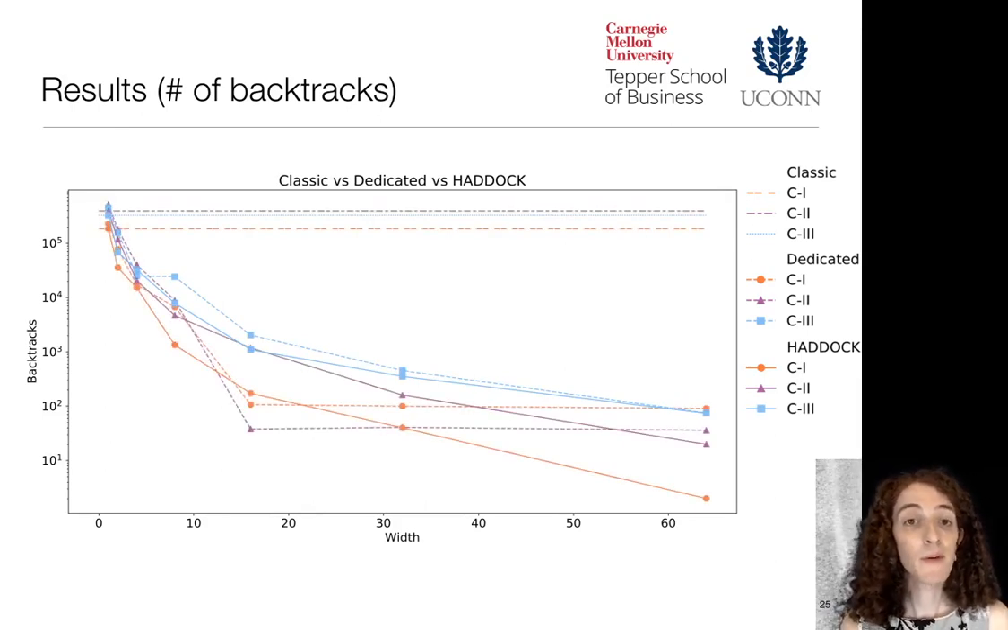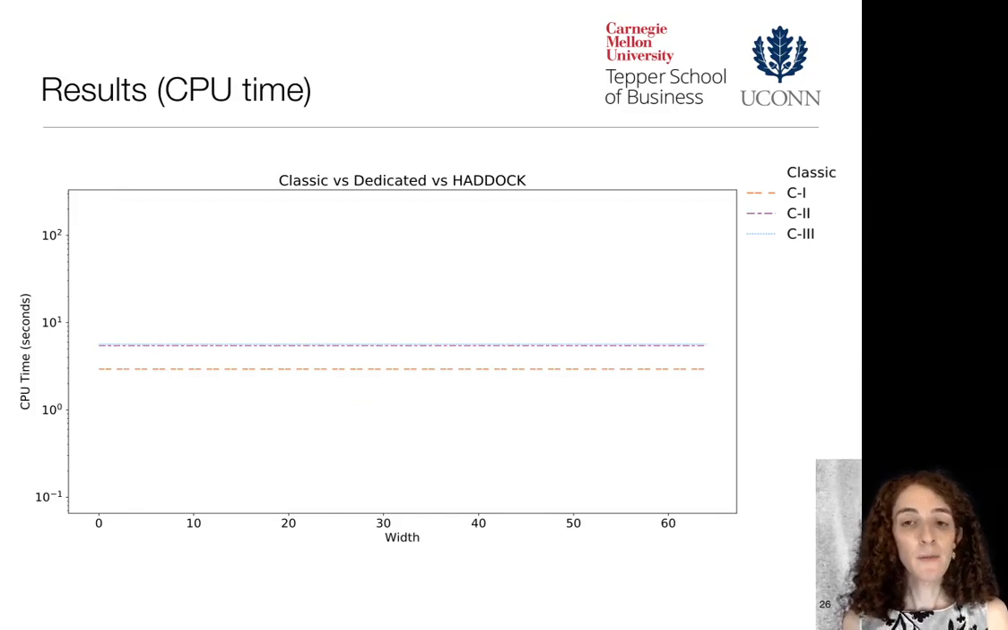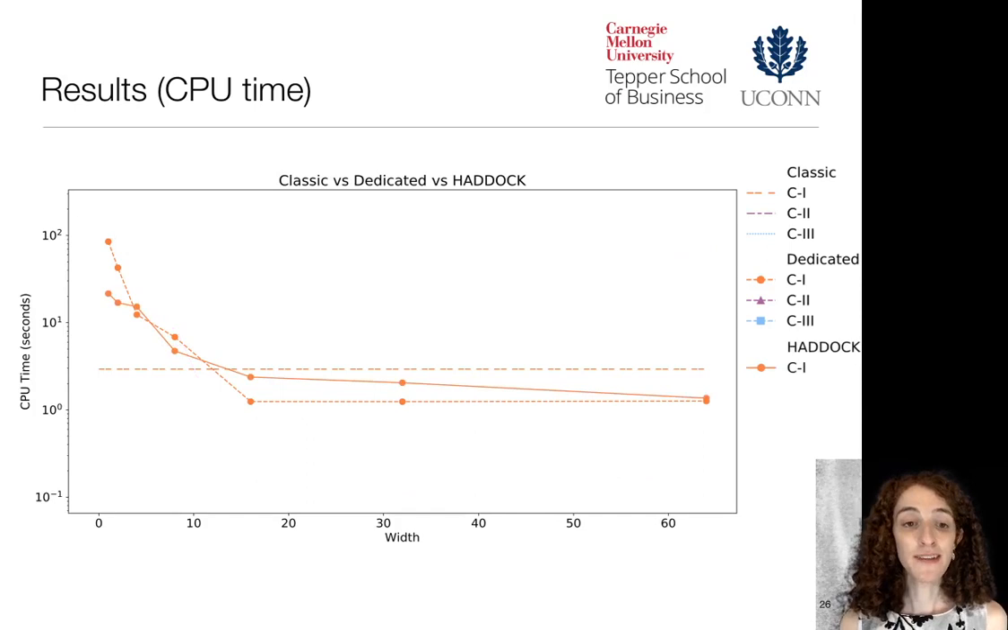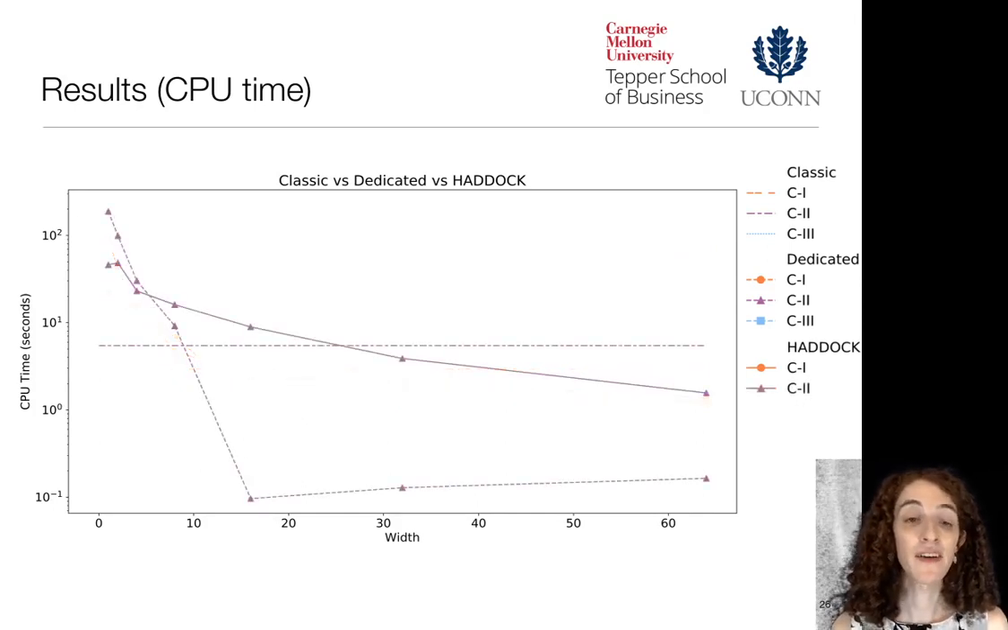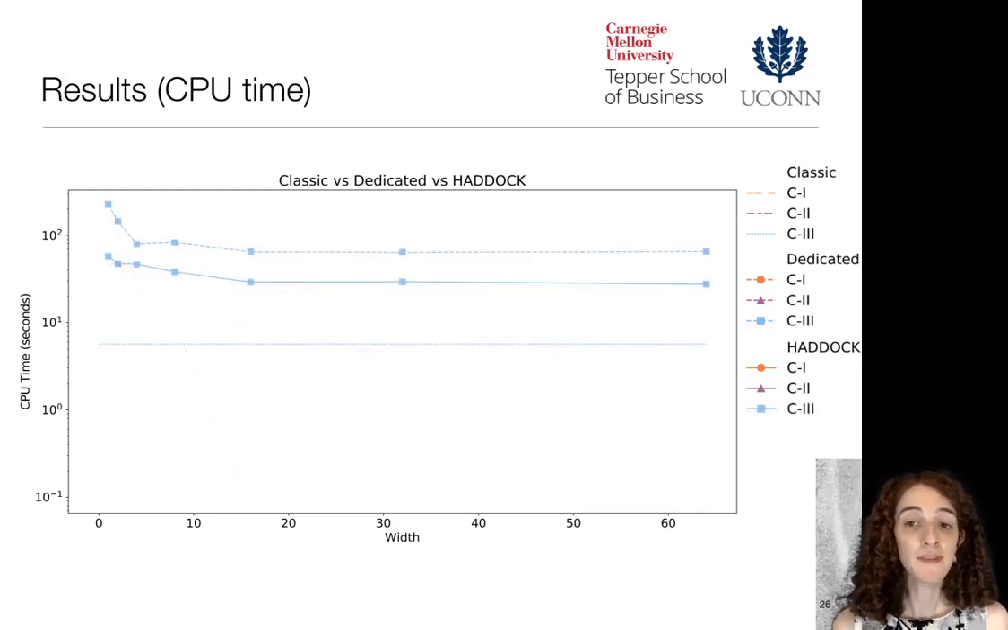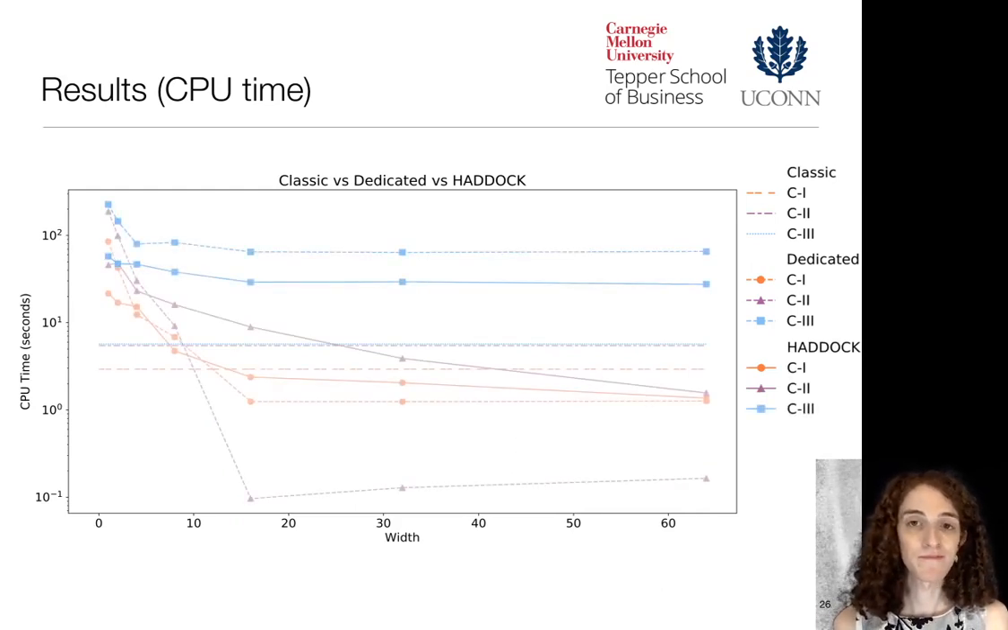If we want to compare the CPU time, we can see that again, as we increase the width, the dedicated propagator performs better. If we want to compare now HADDOCK, we can see that as we increase the width, we're seeing that same trade-off. We're seeing that same improvement in the CPU time. And again, sometimes HADDOCK performs a little bit slower, has a bit of overhead compared to dedicated, but other times HADDOCK is able to outperform.